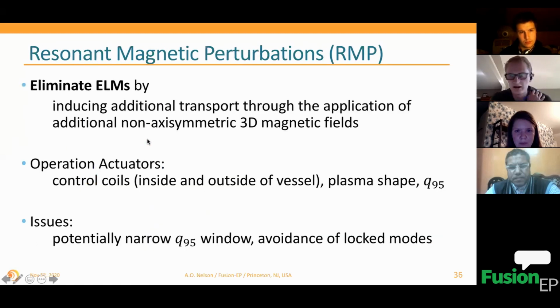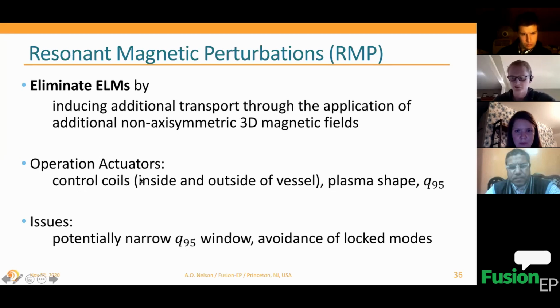The final technique I want to talk about briefly is resonant magnetic perturbations, RMPs. In this case, again, we're eliminating ELMs, and we're doing so by inducing additional transport through the application of non-axisymmetric 3D magnetic fields. So we're actually putting additional magnetic fields into our plasma equilibrium in order to induce transport through the edge region. In this case, our operation actuators are control coils.